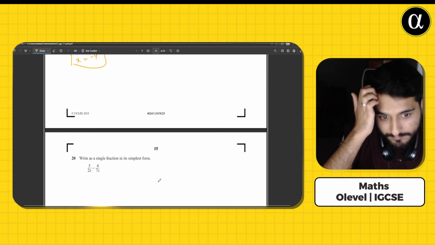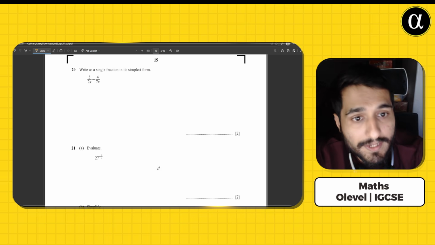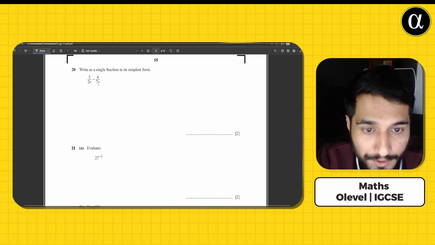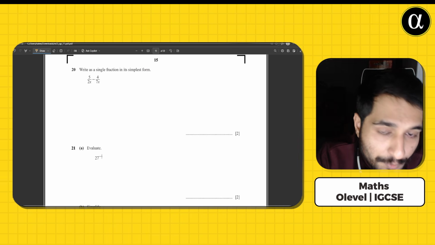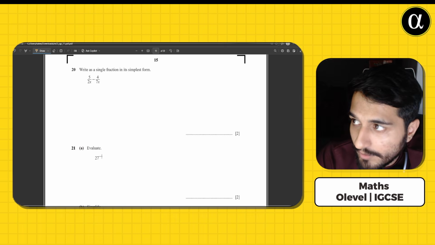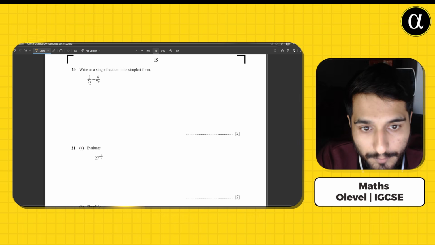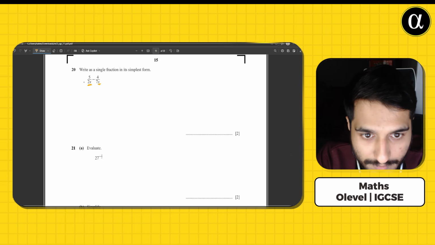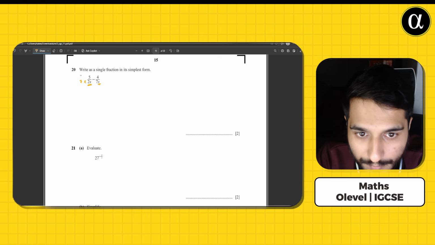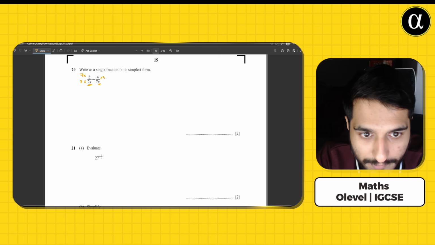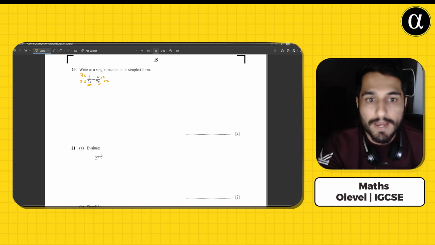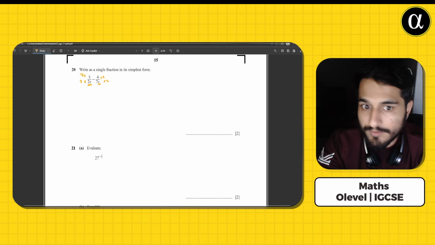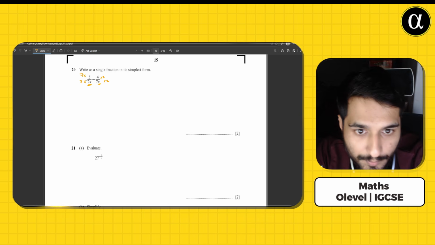Let's move on. Question number 19, write as a single fraction in its simplest form. You can cross multiply, but that will not give you a correct answer, because that would turn out to be x squared and it would make things complicated for you. So instead we will be taking the LCM. We multiply by 7 here and by 2 there, so it's going to be 2 into 2. The LCM of 2 and 7 is 14, so we convert this into 14, and this is what it's going to look like.